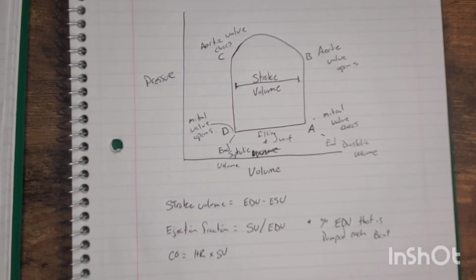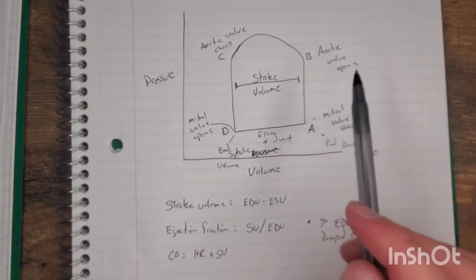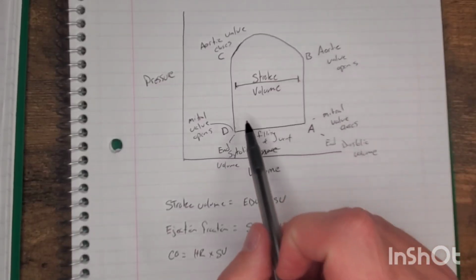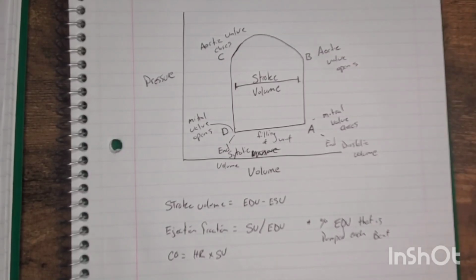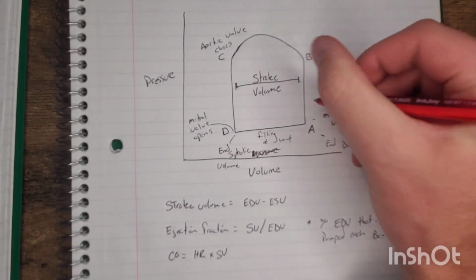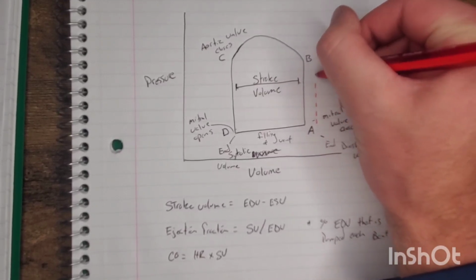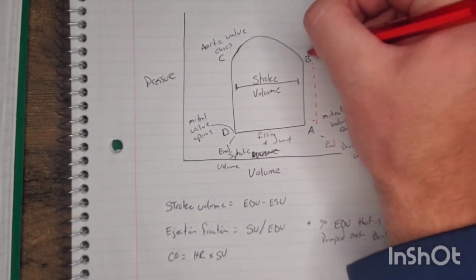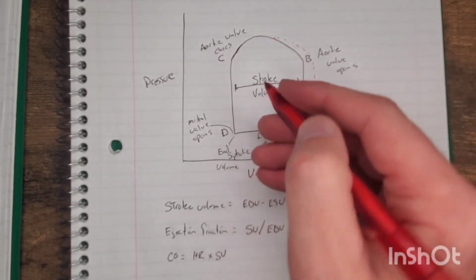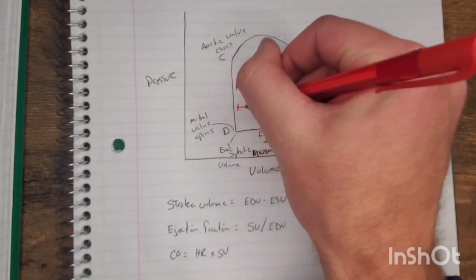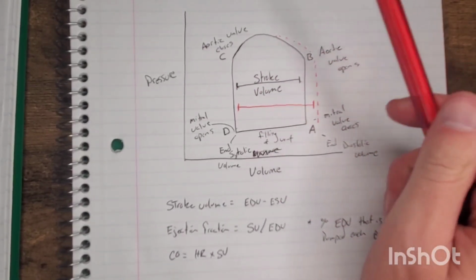So we have preload. What preload is saying is that we're going to have a greater return. So preload, we're always going to be talking about volume. So if we had a greater preload, you can imagine that our line would be somewhere out here with a greater volume of blood. And if we had that, you could see that our stroke volume would increase just by increasing our preload.